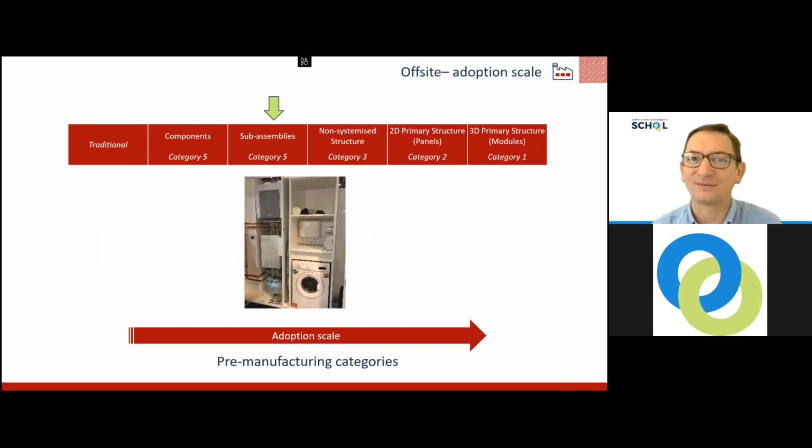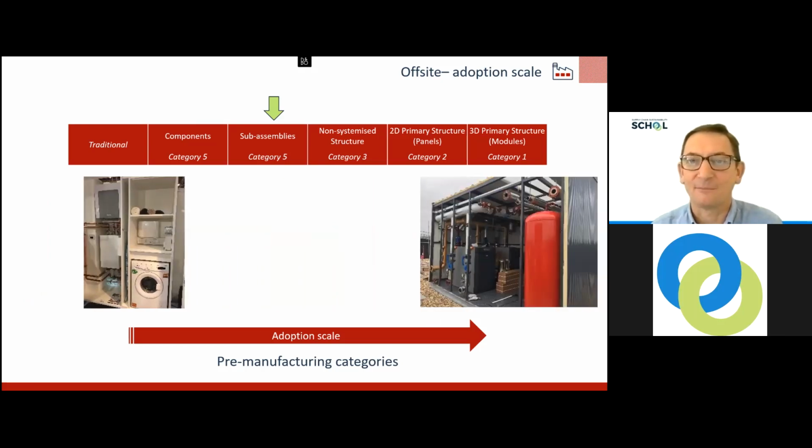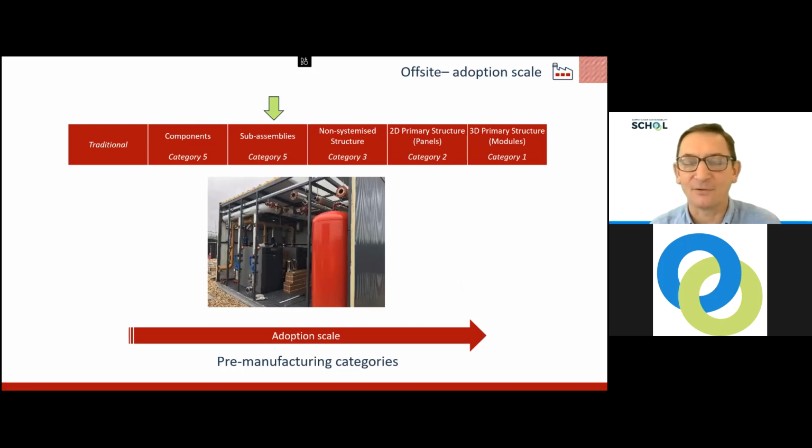Then we move on to things like category 5 we talked about before. Here's a utility cupboard, a very good example of that. Moving further on there, we've got another example where we've got a plant room which has been manufactured off-site and then brought and craned onto the roof of the building. As you can see, a lot of high value M&E there, all done off-site.